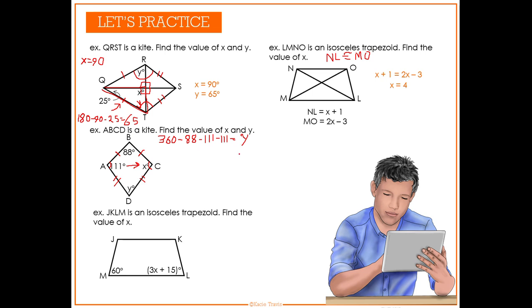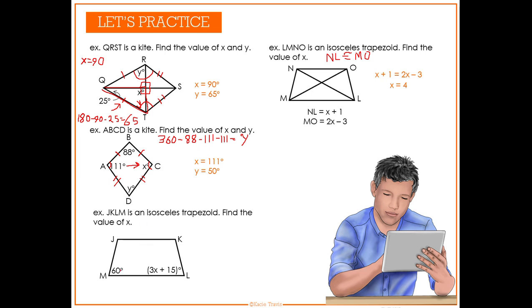So when I do that, I got 111, 111, that's 222 plus 88. That gets me about 310, I believe. Yep, 310. So when I do that subtraction, that tells me that y is going to be 50 and x is 111. All right. Next thing, we got an isosceles trapezoid.